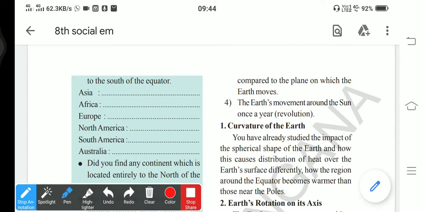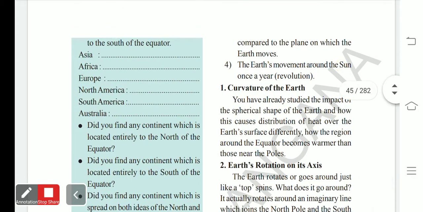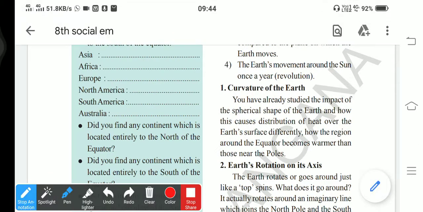And the fourth is the earth's movement around the sun in a year. These are the four factors which influence the seasons. So we have discussed the first one, the curvature of the earth. What is meant by curvature of the earth? I am giving the gist points which we discussed already.